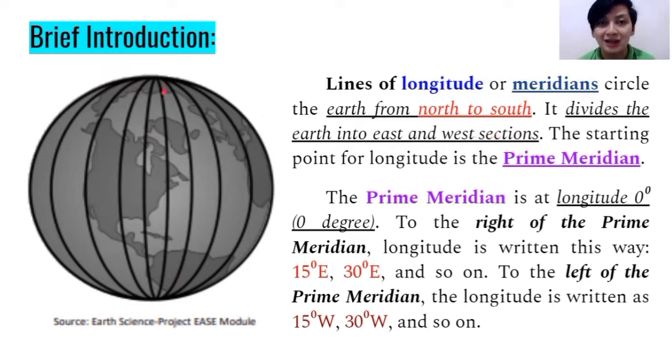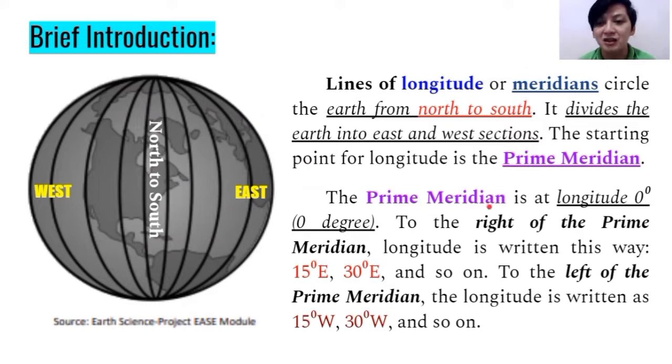So ang longitude runs from north down to the south and it divides the what? East and then the west. The lines of longitude run from north to south and divide the east and west sides of the globe. So the starting point for longitude is the prime meridian, meaning to say dito ang starting point or yung starting line. Okay?